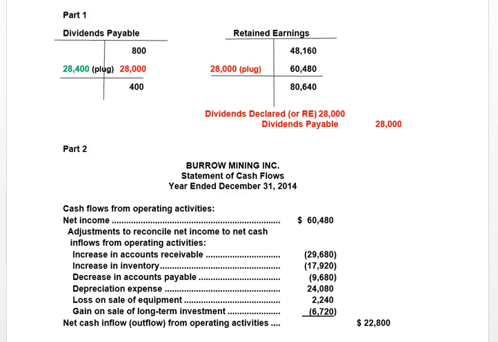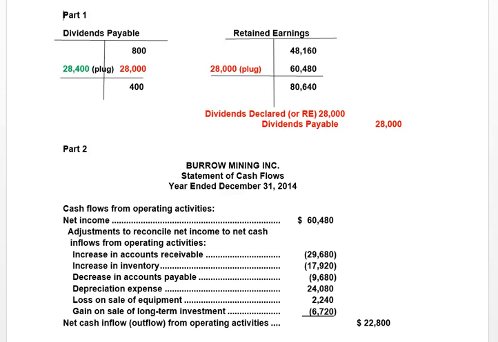We also have in the income statement, apart from depreciation expense, a loss on the sale of equipment and a gain on the sale of long-term investments. These two amounts, the loss and the gain, are also going to affect our calculation of operating activity cash flow.